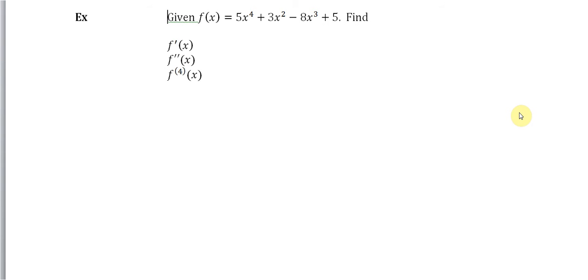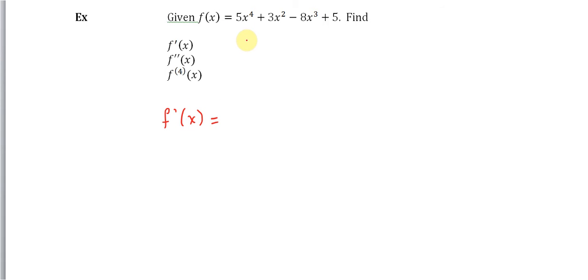In this video we will conclude our discussion of higher order derivatives with one example. So I have a function f of x equals 5x to the fourth plus 3x squared minus 8x to the third plus 5. And we want to find the first derivative, the second derivative, and the fourth derivative.